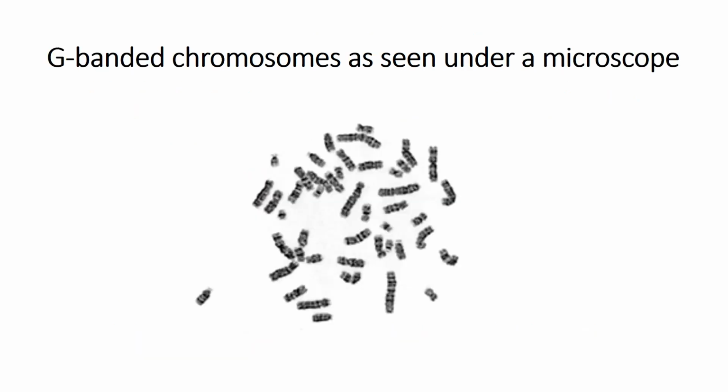After the banding, the G-banded chromosomes are seen like this. So this is the picture of G-bands. You can see here each chromosome is banded. They have dark bands. These dark bands are called G positive bands, and the light parts are known as G negative bands.